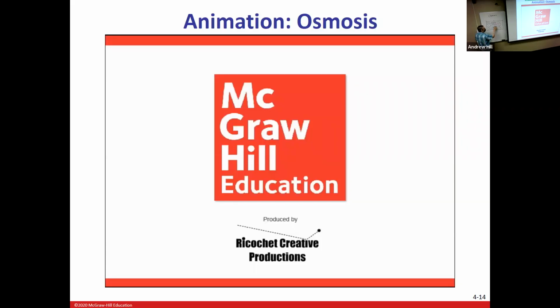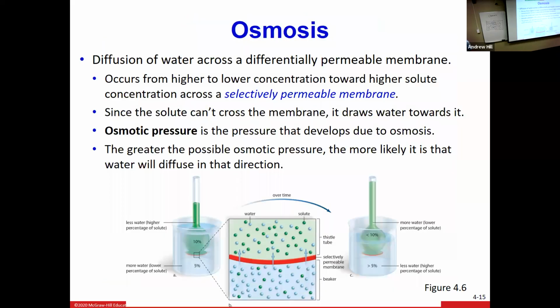Because of that, it affects the water concentration. But effectively, if you have two solutions side by side, separated by a selectively permeable membrane that allows water to pass through but not the solute molecules, then water will always move from an area of low solute concentration to an area of high solute concentration. I have to state that because sometimes books will present it that way also.